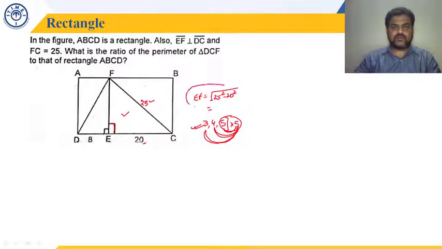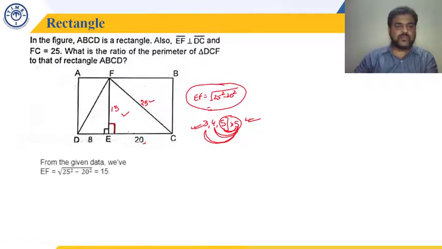You can do this also, there is no harm. But if you remember this, then it becomes easier. So this is going to be 15. Fine. So from the given data, by the use of Pythagoras theorem or by the use of the concept of Pythagorean triplet, we can get EF is 15.